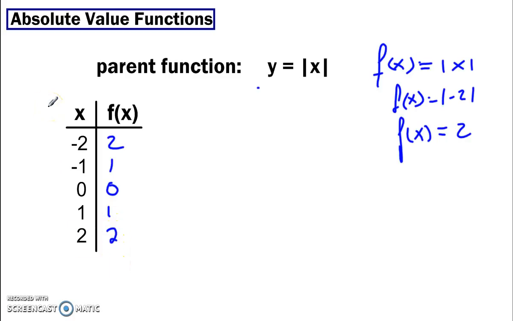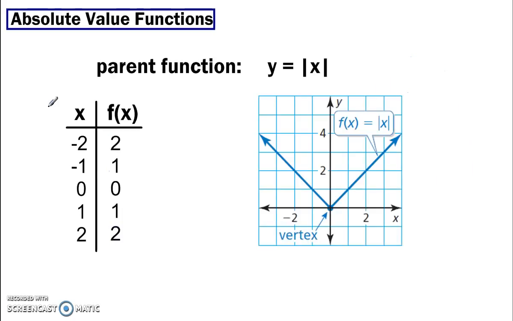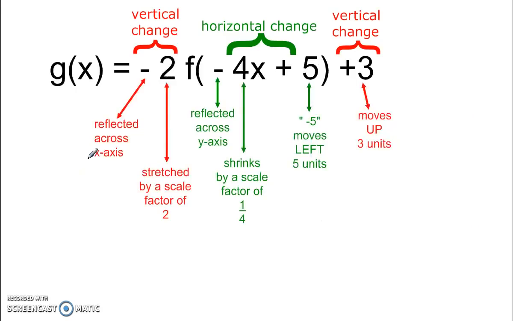So the graph of an absolute value function isn't a line, but it's a V-shaped graph like this. As long as it's positive, it keeps going down, and then here we call this the vertex, where it goes back up again. So this is the graph of the parent function f of x equals the absolute value of x.